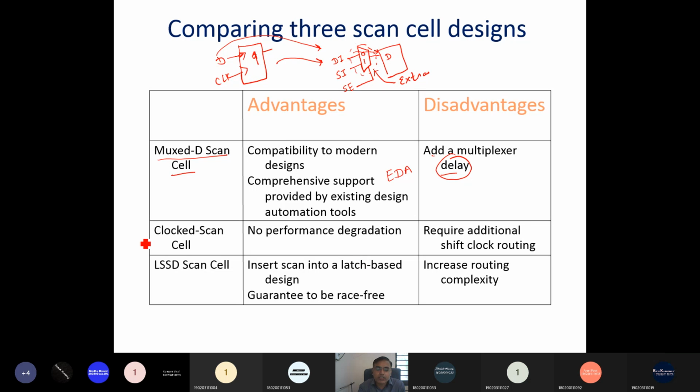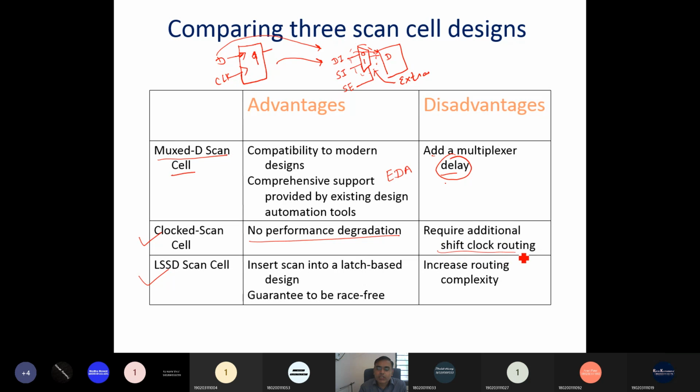Now, if you look at the other two scan cells, the clocked scan cell and the LSSD scan cell, there is no such mux added. But for both the clocked scan cell and the LSSD scan cell, there is no EDA tool available that can automatically convert the given storage element into a clocked scan cell or LSSD scan cell. So definitely it adds more extra hardware. There is no performance degradation, whereas here the delay is added, which means degraded performance.